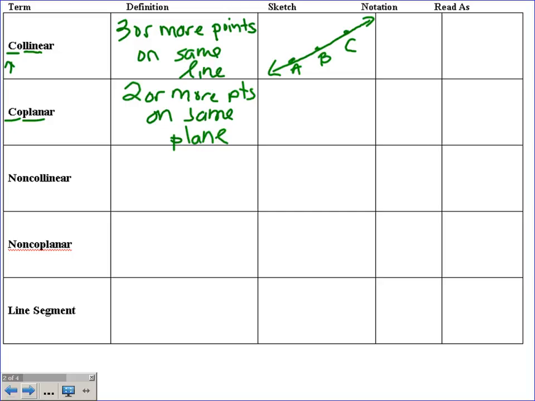So how do we draw that? How do you draw a plane? Kind of like a little rhombus thing here. Little rhombus, and here's a point. Here's a point. Coplanar. Tell me about it. What do you think non-collinear means?